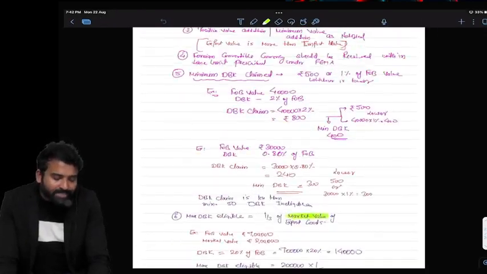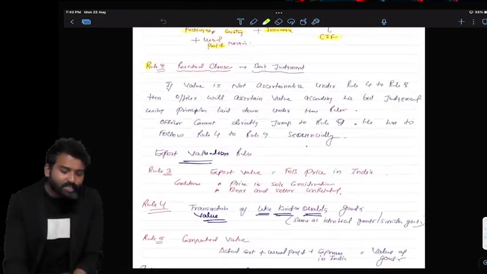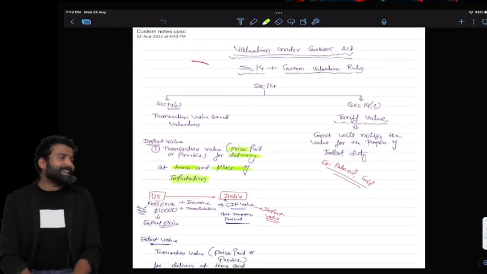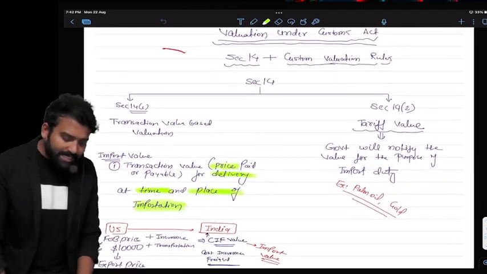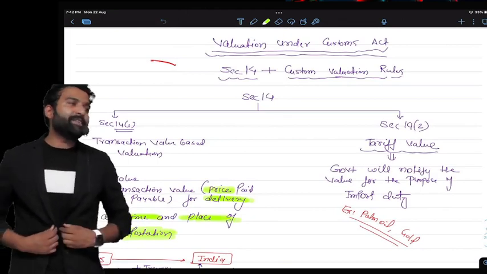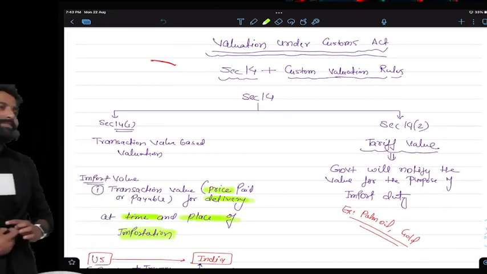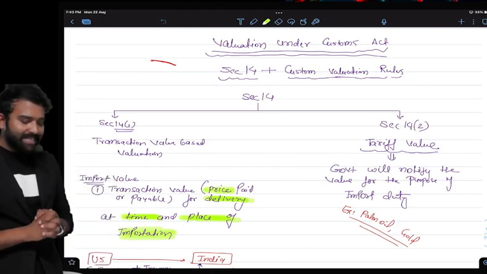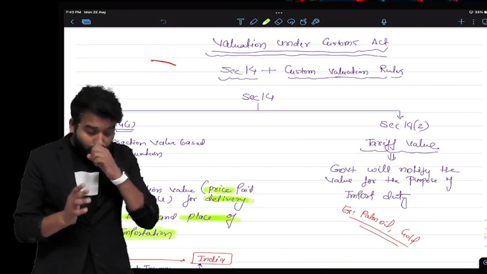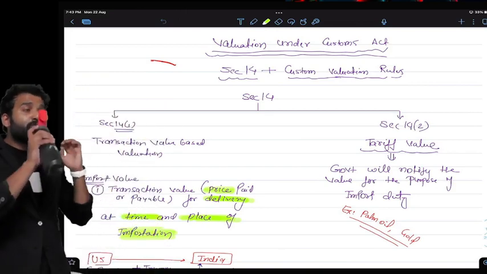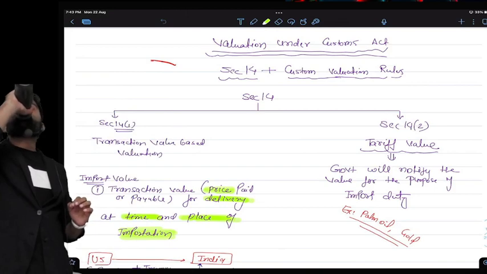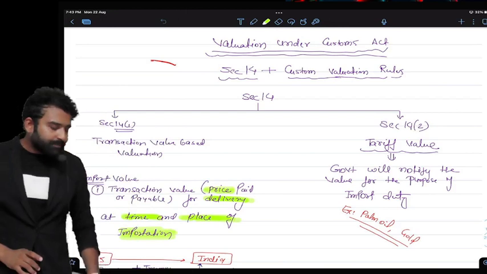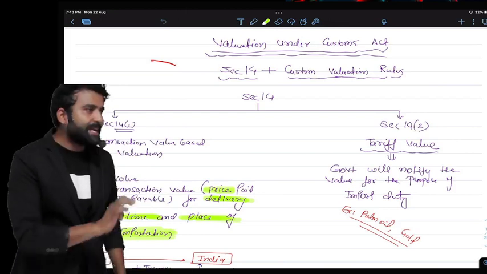So now I am starting with the customs notes. You can download these notes from the folder, from the link I have already given you. And from where we are starting right now, we are starting from customs valuation. In our syllabus, we have customs valuation, and customs valuation is governed by section number 14 of the Customs Act 1962, section 14.